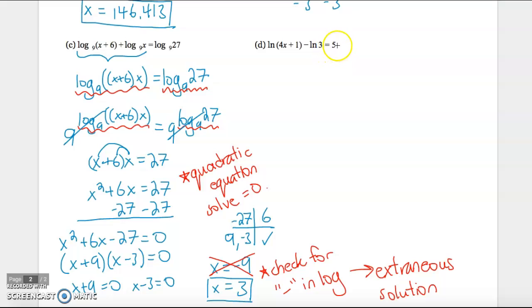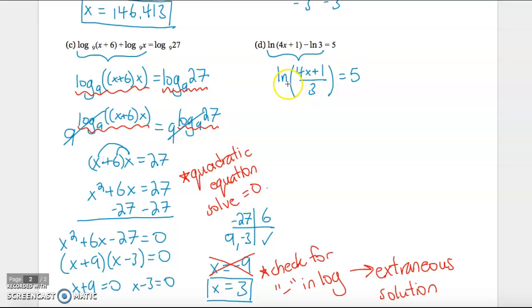All right, so it looks like I have natural log of 4x plus 1 minus natural log of 3 equals 5. I don't have a logarithm on the right side, so I'm going to have to just combine these two on the left-hand side in order to isolate the logarithm. So if I have natural log of 4x plus 1 minus natural log of 3, that can turn into division inside of one logarithm. So natural log of 4x plus 1 divided by 3 equals 5.